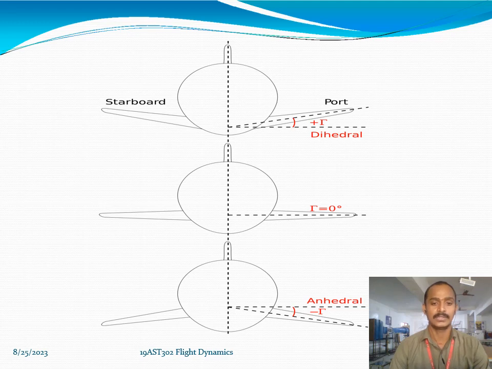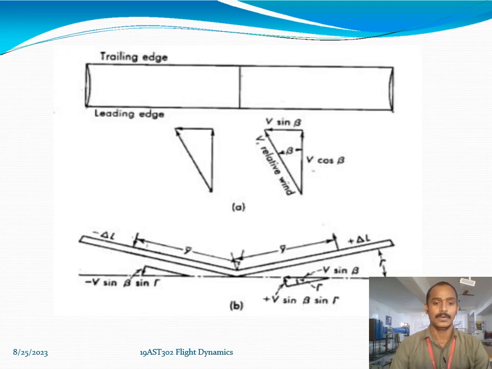So there is no difference between the root chord and the tip chord position, whereas the third one shows the anhedral, a negative dihedral angle tau. So here the position of the fuselage and the wing will vary with minus dihedral angle. While seeing this rectangular straight wing, with leading edge and trailing edge, the free stream velocity hits the wing at V infinity with a beta angle, resulting in V sin beta and V cos beta. So this V sin beta and V cos beta will change with respect to the dihedral angle and the sweep angle, where tau is the dihedral angle.